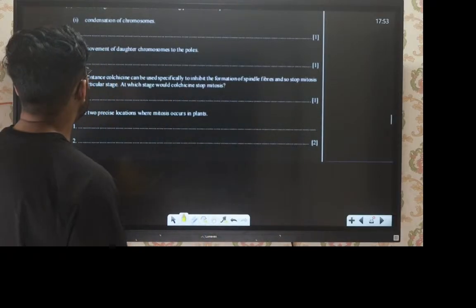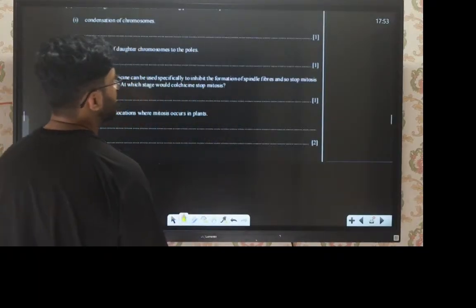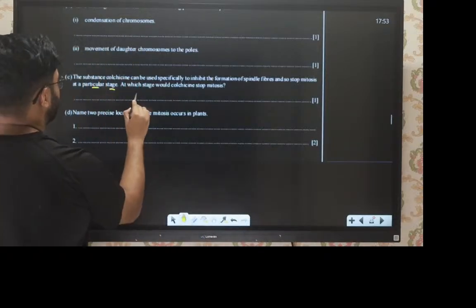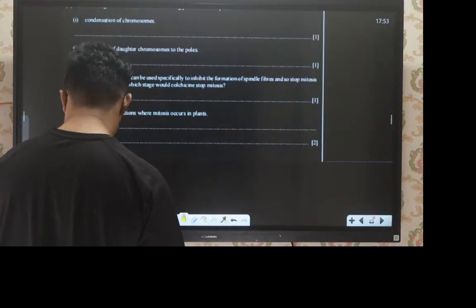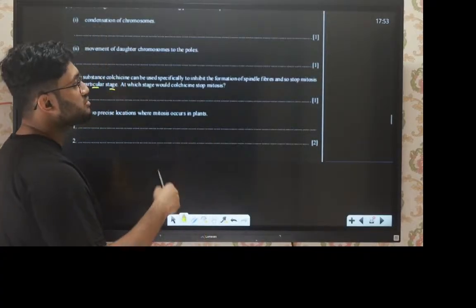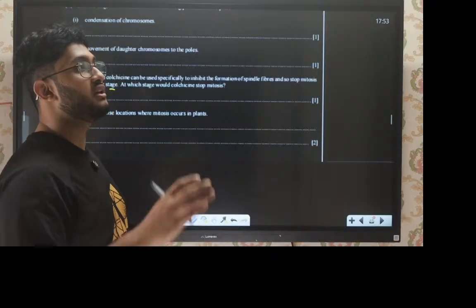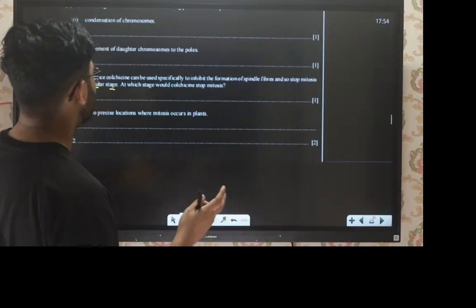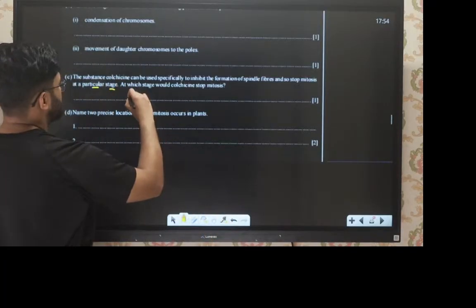Now, a substance can be used specifically to inhibit the formation of spindle fibers, so it stops mitosis at a particular stage. At which stage would colchicine stop mitosis? So it is a substance that stops the formation of spindle fibers. So if spindle fibers are not formed, then the chromosomes cannot go towards the poles. So at which stage would this stop mitosis? It's gonna be the metaphase.